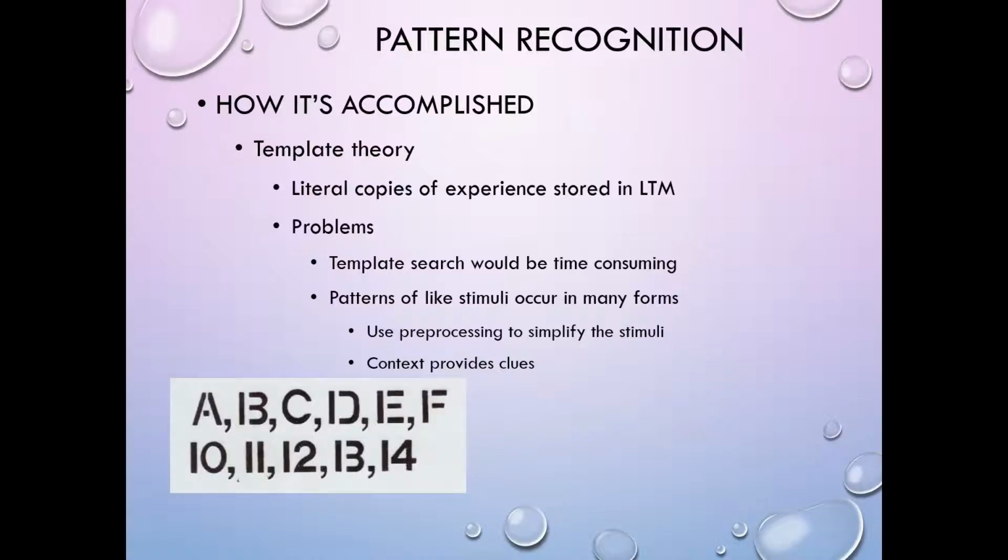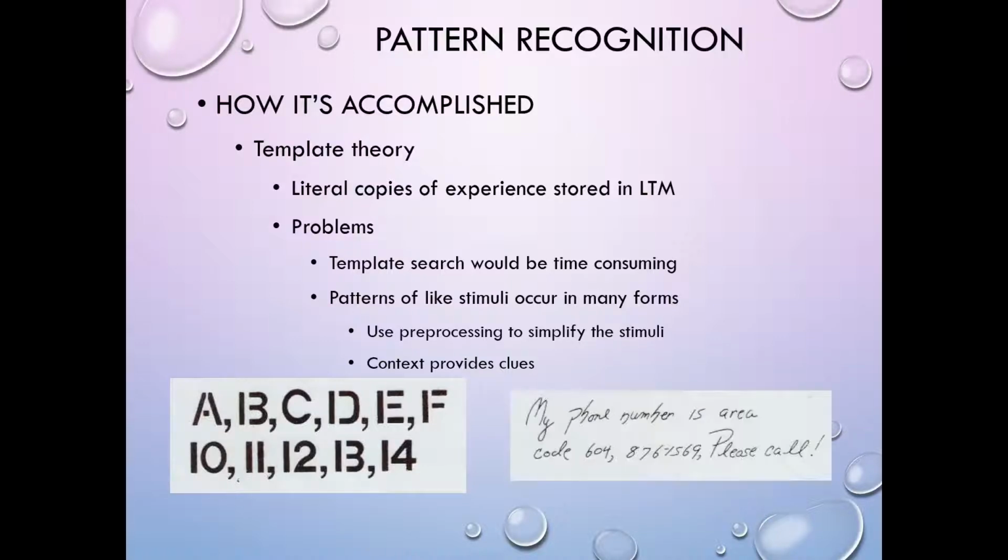To emphasize the idea that context helps to provide clues, notice that on the top row, it's clearly A, B, C, D, E, F. And on the bottom row, it's 10, 11, 12, 13, 14. But what's really fun and interesting is to note that the B and the 13 are the exact same form. Like, it's not close, they're exactly the same form. But in the context of letters, that object is interpreted as a B, and in the context of numbers, it's interpreted as a 13. So, we use context a lot, and thank goodness we do, because the world is not formed out of perfect objects.